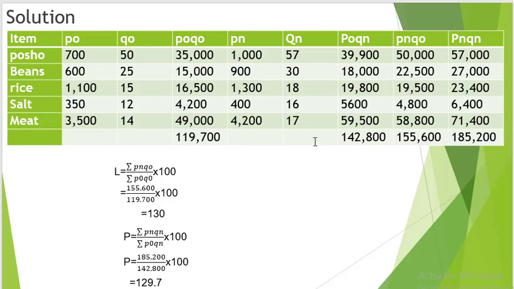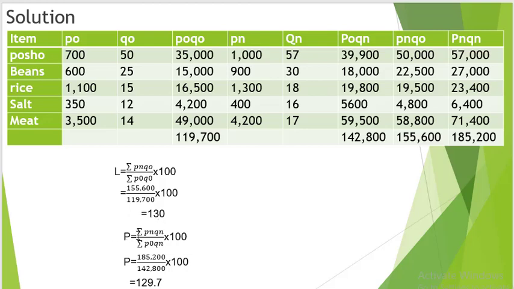Then now here, just pick those values. The sum Pn Q naught over sum P naught Q naught is 155,600 divided by 119,700, then times 100. When you punch that in the calculator, you come up with 130.